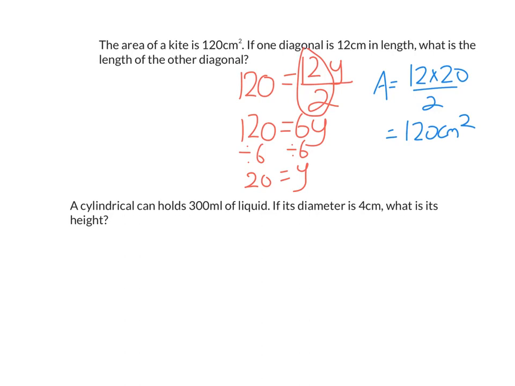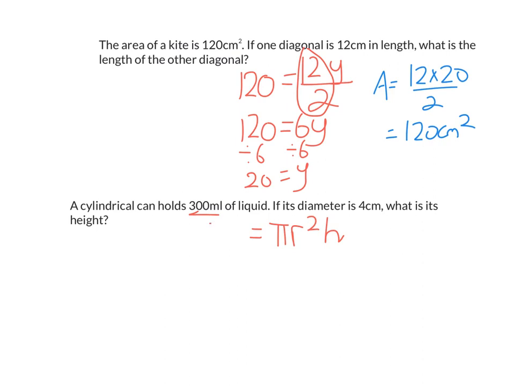For our final example, we look at a cylindrical can holding 300 mils of liquid, diameter 4 centimeters, and we'll calculate its height. We're going to do this the same way. We're going to set up our equation. We know that the volume, because this time we're talking 300 mils, is volume or capacity, is pi times r squared, pi times radius squared, that's the area of the circle, times h, which is the height. So let's substitute what we do know. We know the volume is 300 mils.